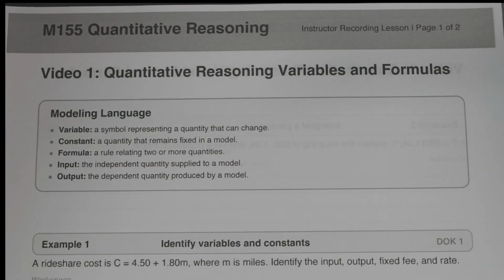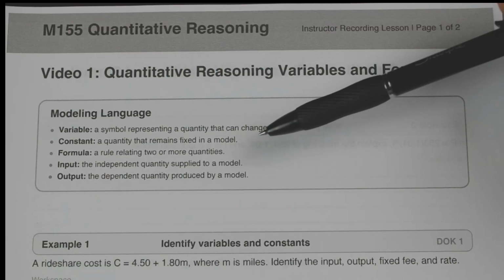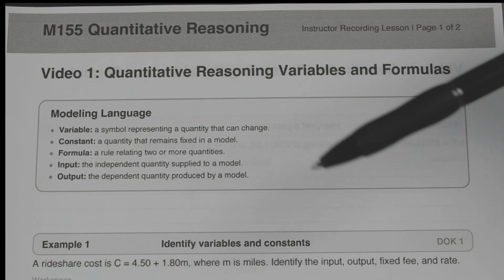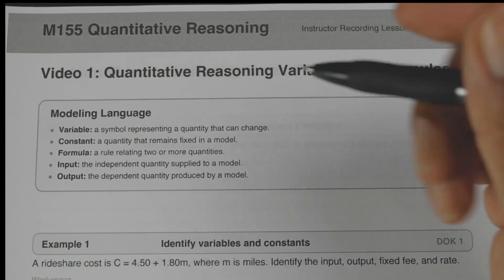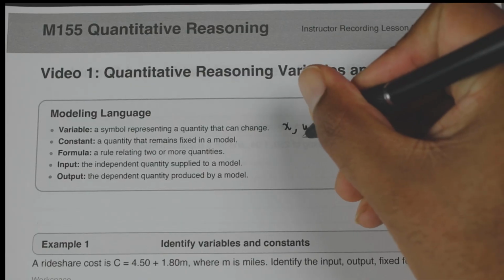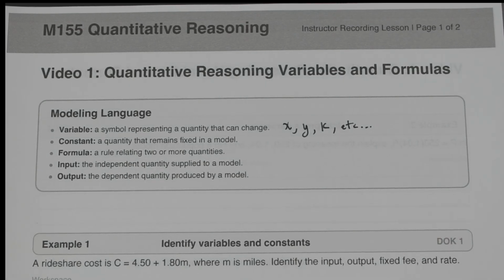In video one, we begin with the basic language of a mathematical model, and those terms are variable, constant, formulas, input, and output. A variable is a symbol representing a quantity that can change. For example, you may see x, y, k, etc. It could be any variable. A constant is a quantity that remains fixed. For example, back when a double cheeseburger used to be 99 cents, every time you would go to McDonald's, it's going to be 99 cents. That is a constant rate.